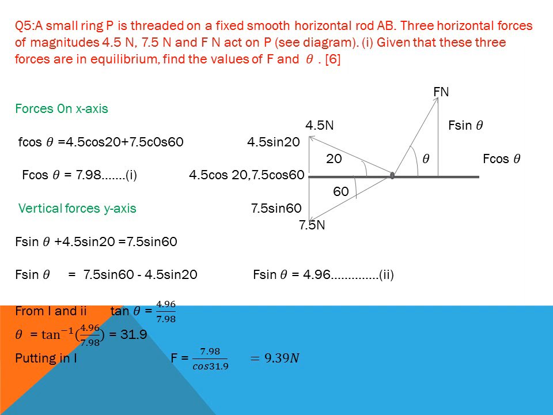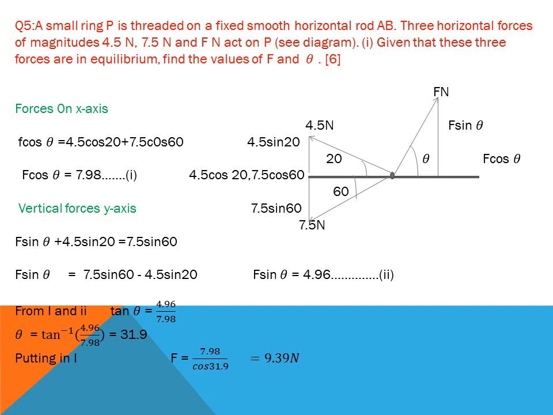Now, according to the law of equilibrium, the sum of all the forces acting along the x-axis should be 0. It means the forces acting on the right hand side should be equal to the sum of the forces acting on the left hand side. So F cos theta is equal to 4.5 cos 20 plus 7.5 cos 60. So F cos theta is equal to 7.98, which is equation number 1.